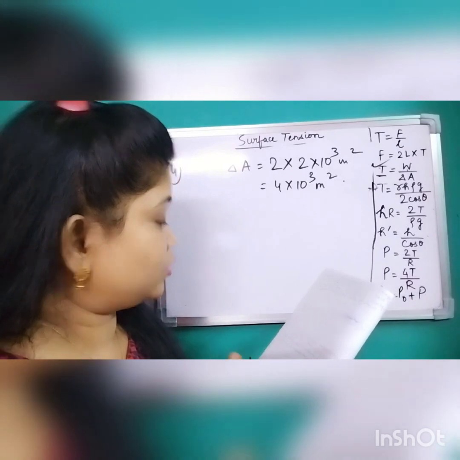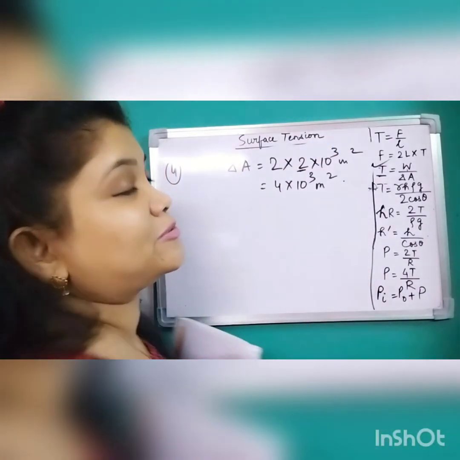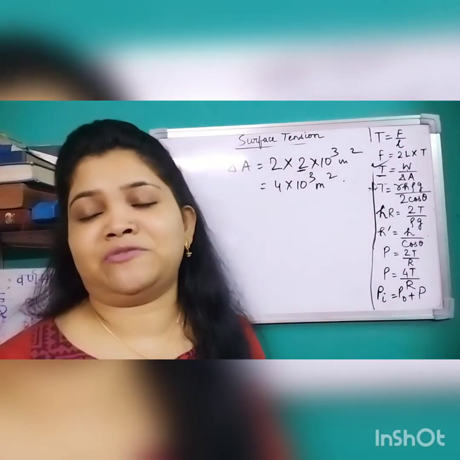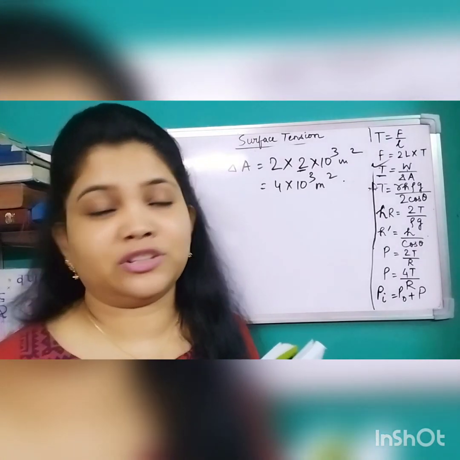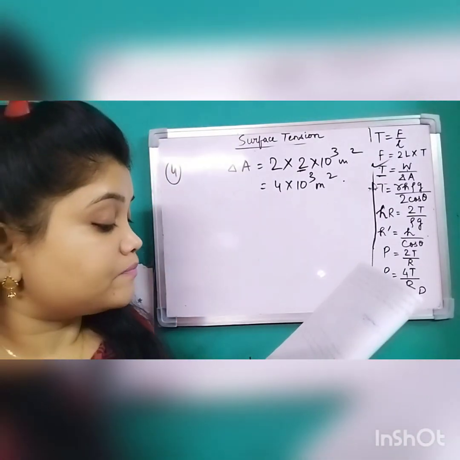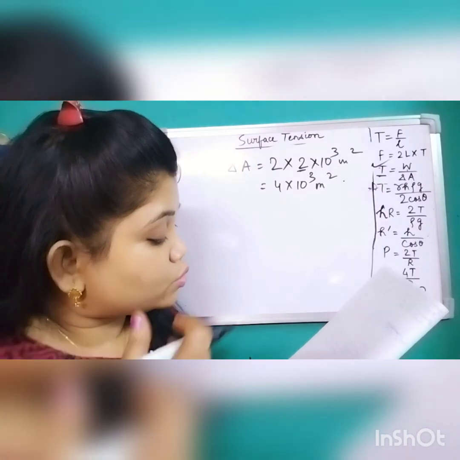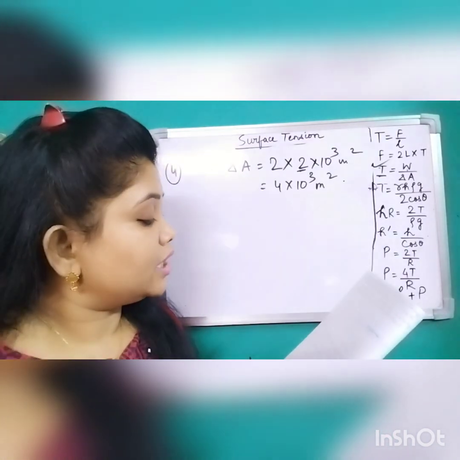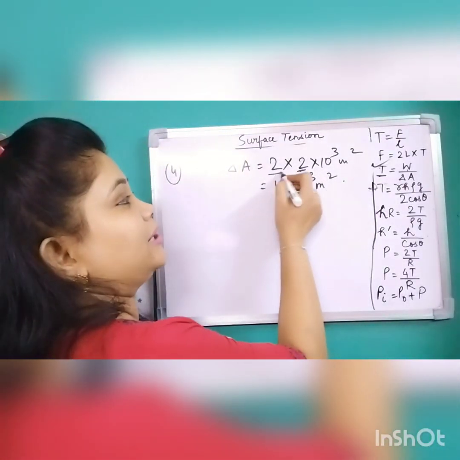So, sorry, it's okay. This 2 into 10 to the power 3 is already given from before. That means 2 is already multiplied over there. Now it's given that the surface area is becoming twice, so we have multiplied with 2.